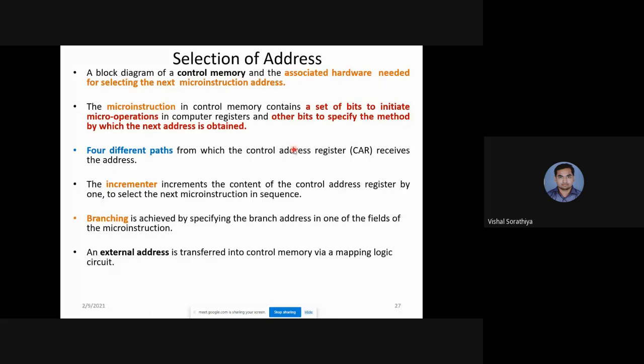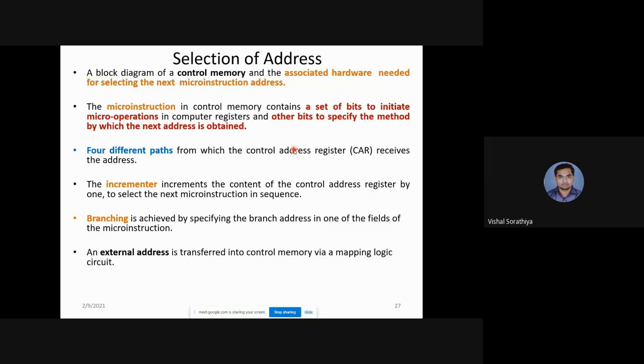The other bits will specify the method by which the address is going to be obtained, like by using a branching or by using a jumping through the carry, or we can say which type of method through which those addresses are going to be obtained: direct, indirect, through input output, several such things.